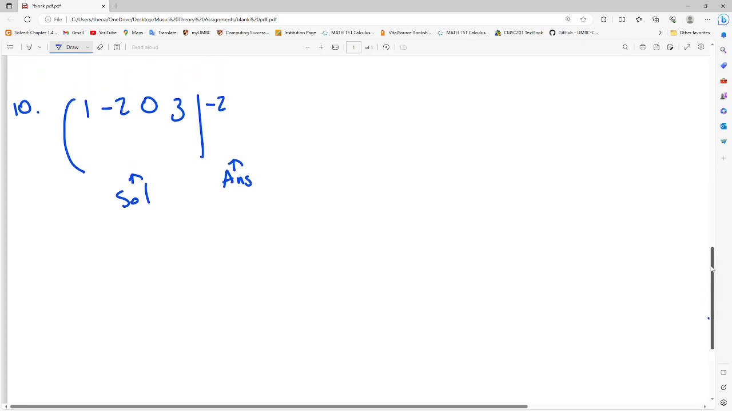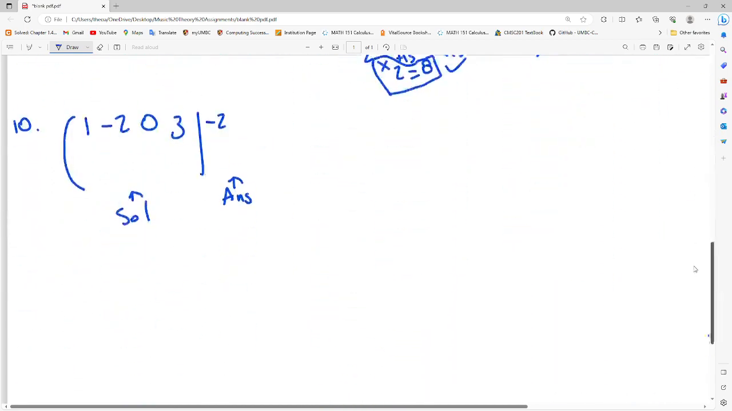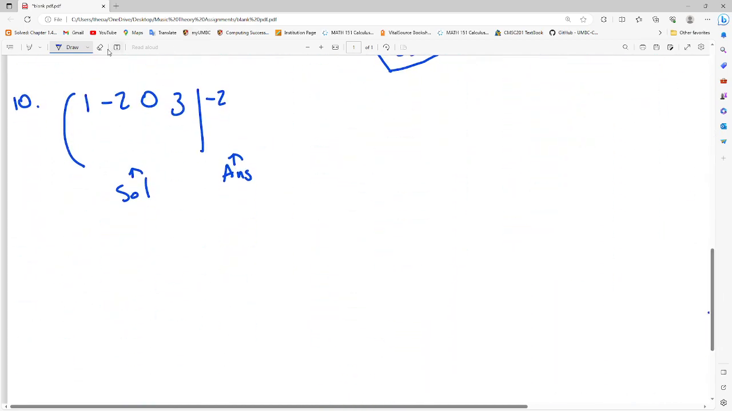So we have our matrix right here. 1, -2, 0, 3. And then remember I said that we have our solution side and our answer side. Believe that's what I said above. Our equation and solution. Yeah, my bad.